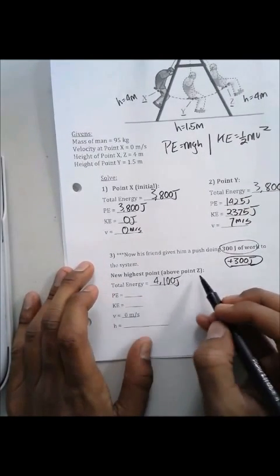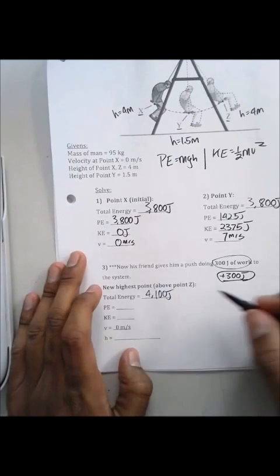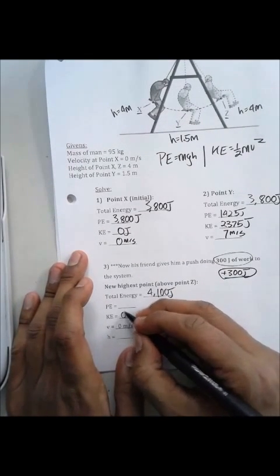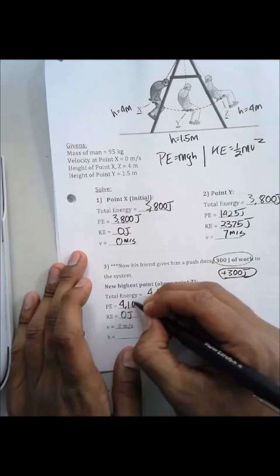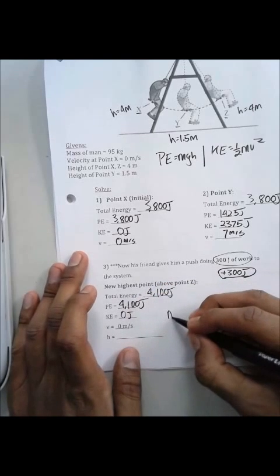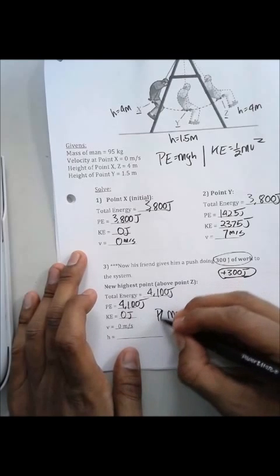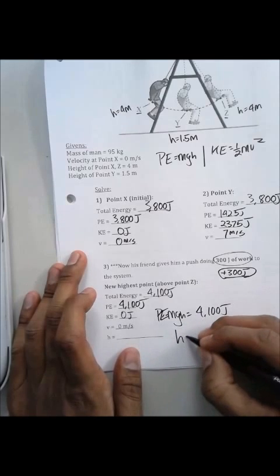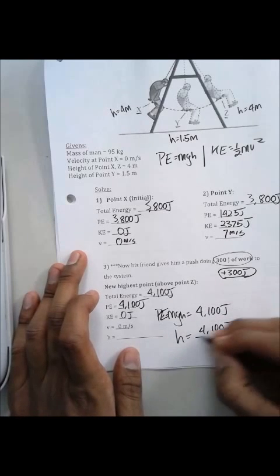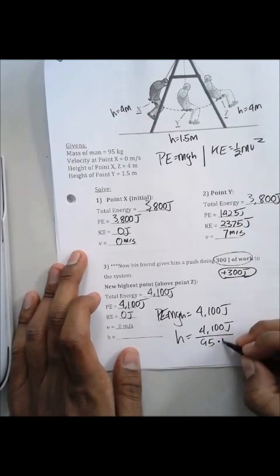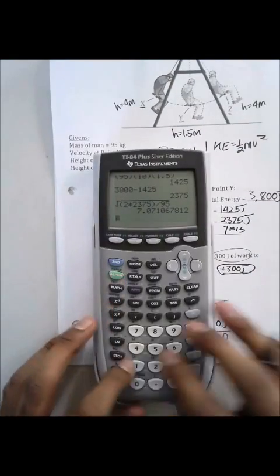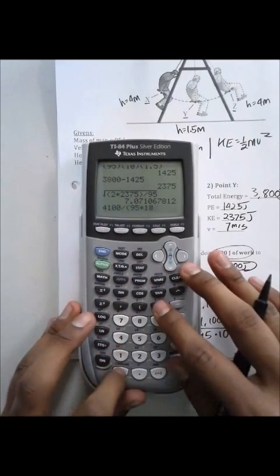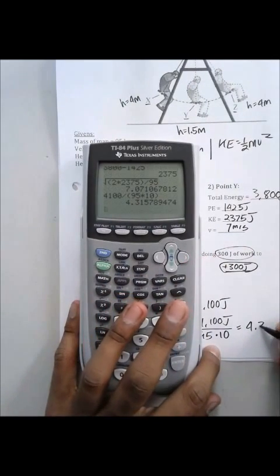So that means the highest point above point Z is now going to be a little bit higher because there's more energy. But at that highest point, if the velocity is 0 meters per second, the kinetic energy is still going to be 0 joules, and the potential energy is going to have all of that 4,100 joules. So PE is equal to mgh, which is equal to 4,100 joules, and h is equal to 4,100 joules divided by mass, which is 95, times g, which is 10. So 4,100 divided by 95 times 10. That gets us a height of 4.3 meters.